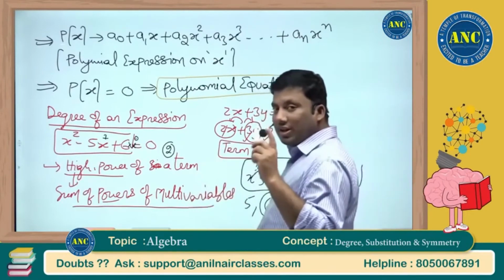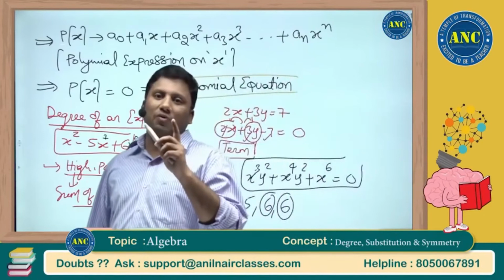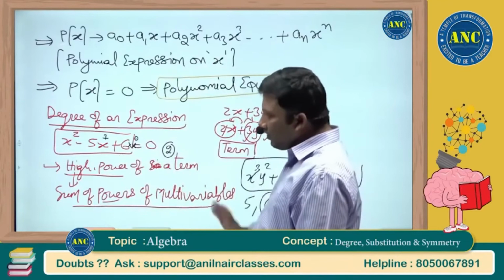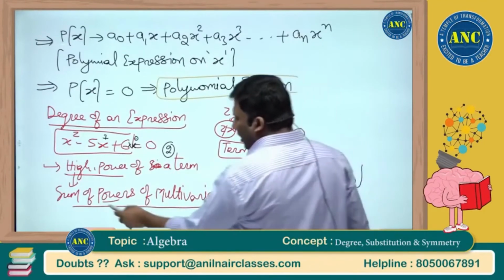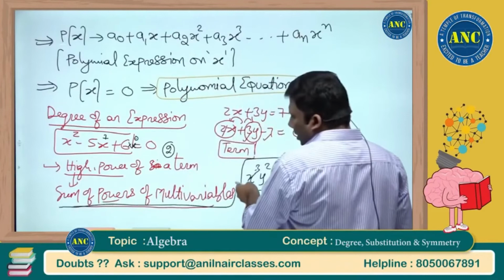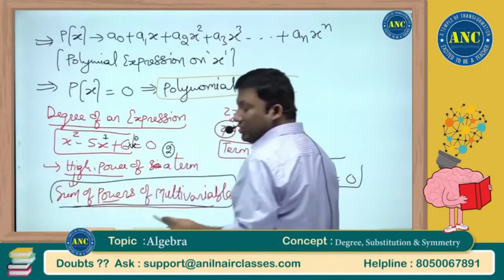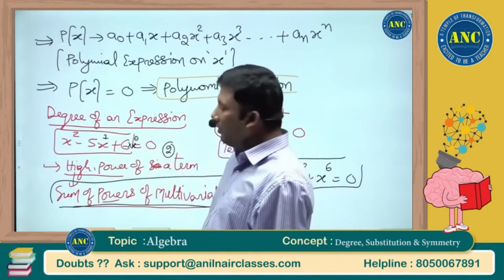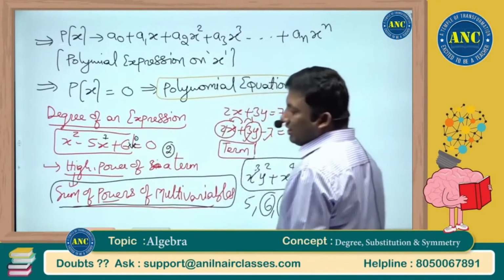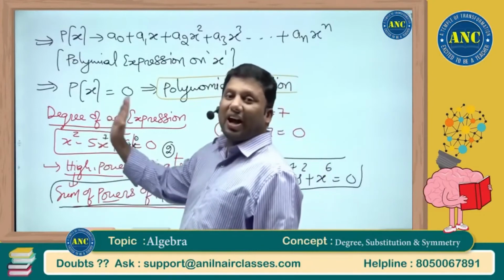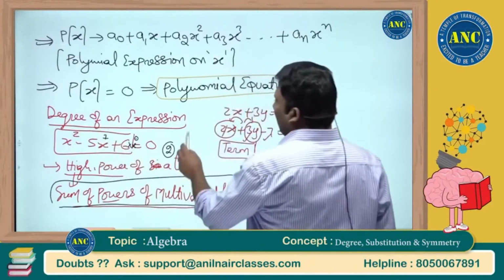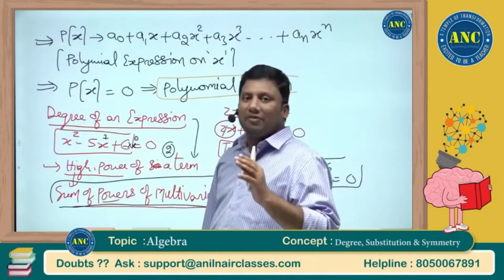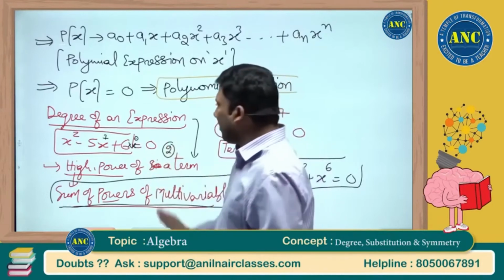So if there is more than one variable, then add the powers of those variables. That will give the degree: the sum of the powers of the multivariables. If there is only a single variable, just take the highest power of the term. Degree of an expression is given by the highest power of a term.